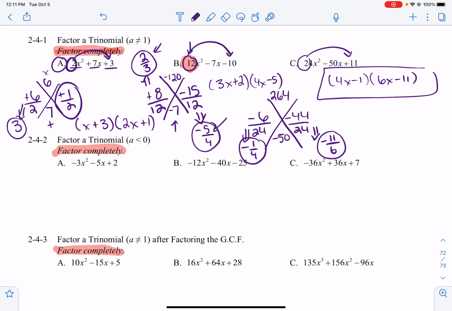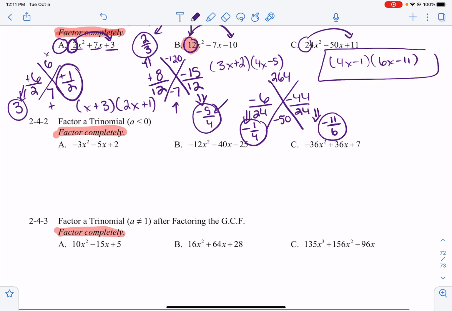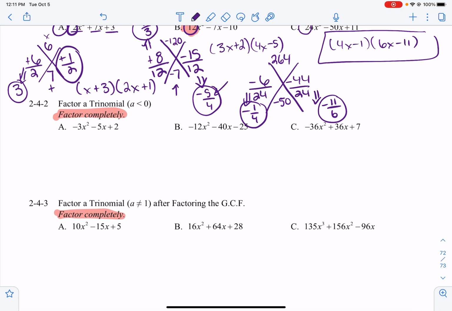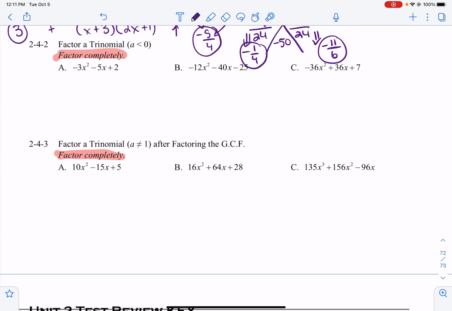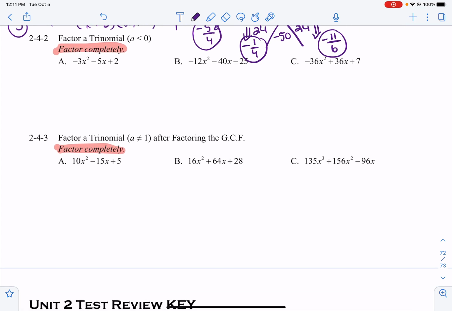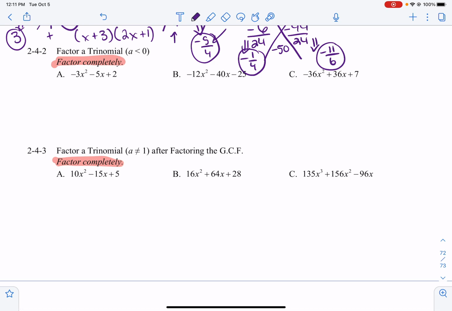All right. Okay, next section. Factor completely. Now these ones we've seen them, we've done them, but we never really addressed them specifically. But if you notice, all of these problems in this row have a negative in front of the x squared, and that's not a good thing. We want to get rid of that negative. That's our first goal, is getting rid of that negative in front. And the way that we do that is kind of cool.